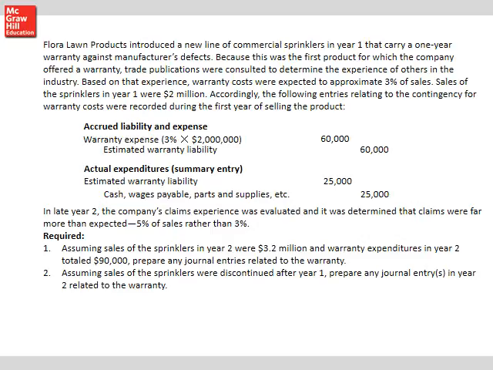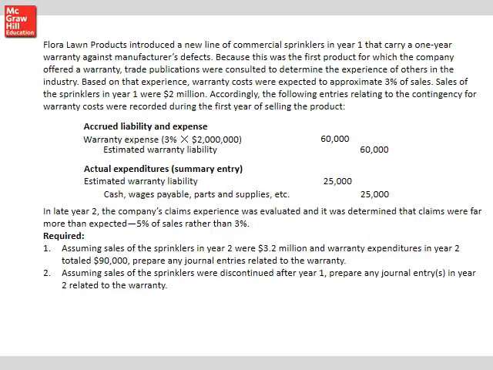So the warranty expense is $60,000, which is 3% of $2 million. So we're going to debit warranty expense and credit estimated warranty liability. The actual expenditures were $25,000. And so we're going to debit the estimated warranty liability, and we're going to credit whatever it takes: cash for a refund, wages payable to fix something, or a part to repair something.